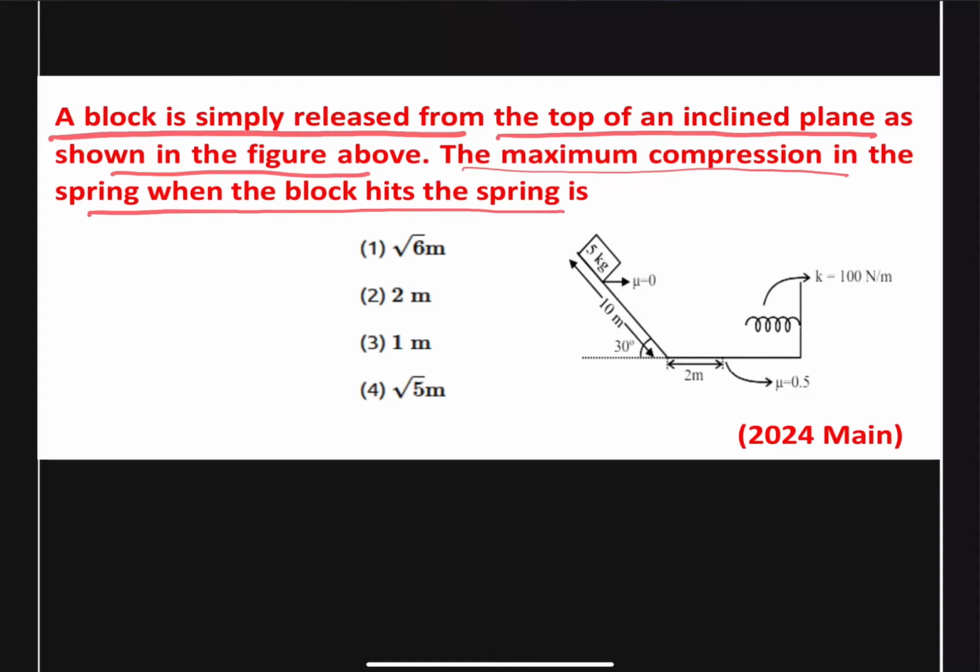We have an inclined plane at an angle of 30 degrees and the box is placed at an inclined length of 10 meters. This inclined plane is frictionless, and just at the end of the inclined plane we have a frictional distance of 2 meters with coefficient of friction 0.5, and then we have a spring whose spring constant is 100 Newton per meter. We have to find out the compression, that is the value of x by which it is compressed. So this is directly based on the conservation of energy.